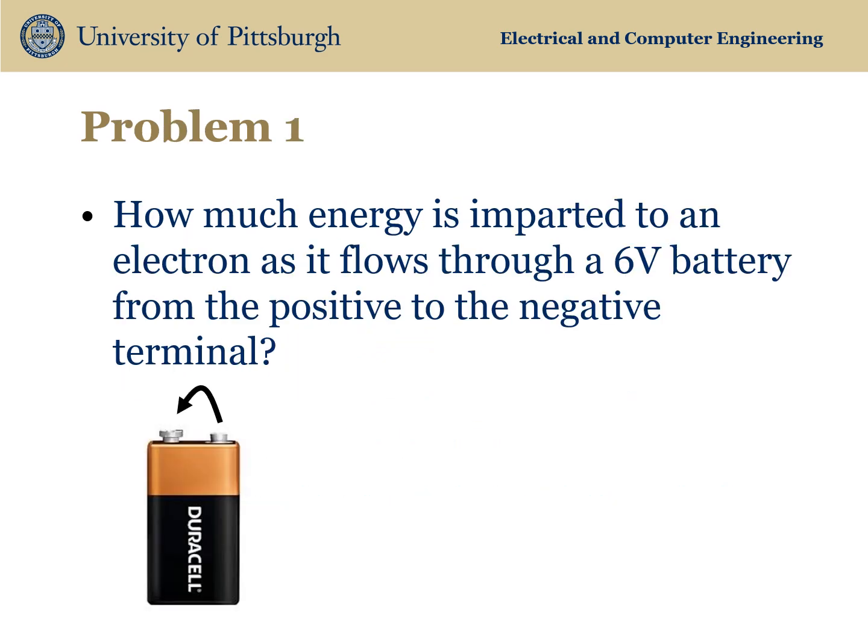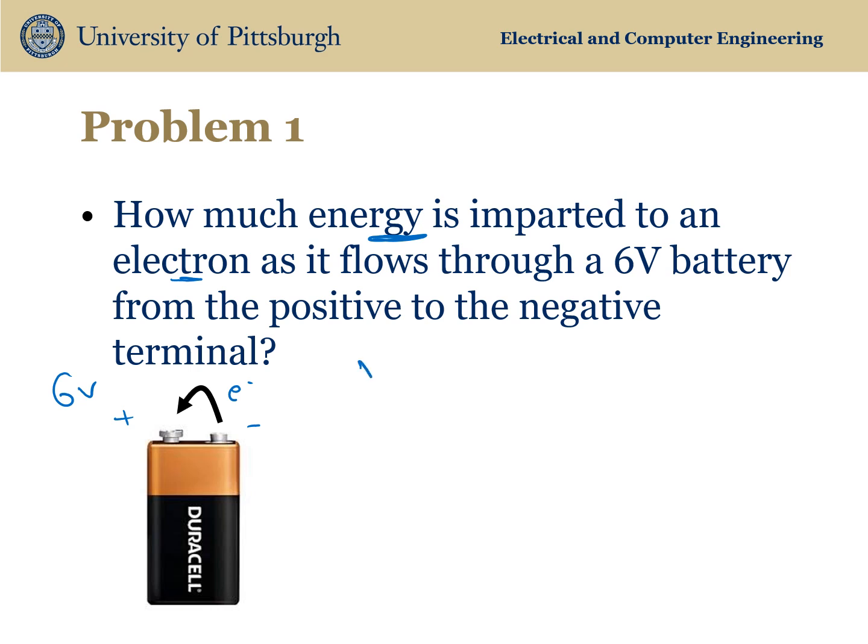So let's do a couple of problems together to practice those definitions. On problem number 1, we are asked about the amount of energy that is imparted to one electron as it flows through a 6-volt battery. So here we have a 6-volt battery, and I have an electron moving, and we would like to know how much energy there is to move this electron.